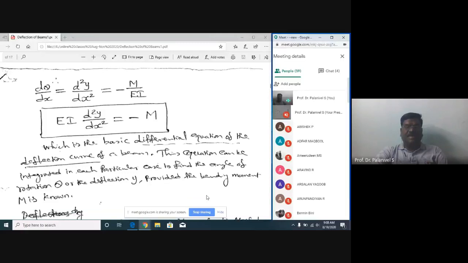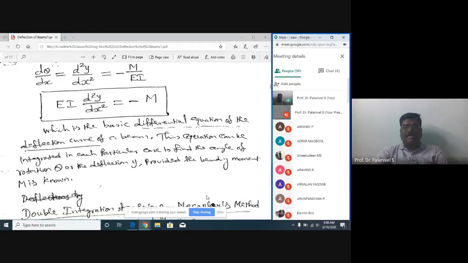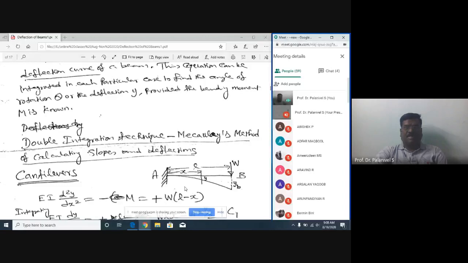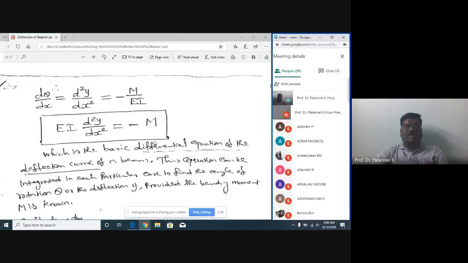This equation can be integrated in a particular case to find the angle of rotation theta or the deflection y, provided the bending moment M is known. Already I told you in the last class itself. I am just revising it once again. So, the double integration technique. If you want to get a slope, you have to integrate this equation.